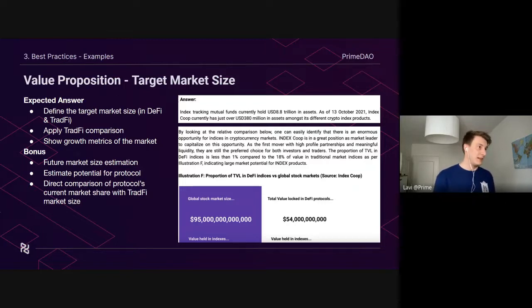And you can see they clearly define the target market size in DeFi and in traditional finance. Here, the first sentence says index tracking mutual funds currently hold 8 trillion in assets. As of the time of writing, Index Coop currently has over 380 million in assets. And so, taking the traditional finance comparison and the DeFi and protocols comparison, they also compare it to the overall DeFi market, which did not make it into the slide, but it's in their answer. So this is what we like to see here: the TradFi comparison, showing some growth metrics, which they also do. And as a bonus, if you want to apply some future thinking and give some estimations of how this market could potentially grow.